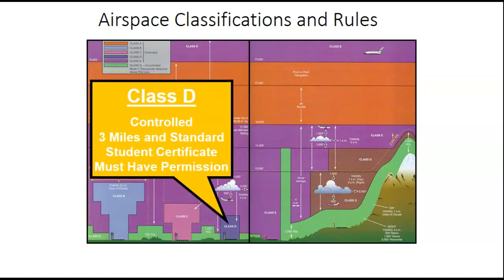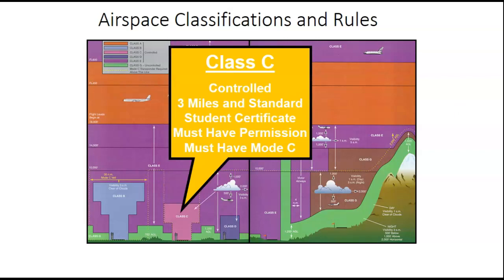Class Delta airspace is around a small airport with a control tower. It's controlled airspace, and again, the visibility requirement for VFR flight in Class Delta is 3 statute miles visibility, and 500 below, 1,000 above, and 2,000 horizontally from clouds. You can fly in Class Delta airspace with a student pilot certificate or better, but you do need permission from the control tower to enter the Class D airspace.